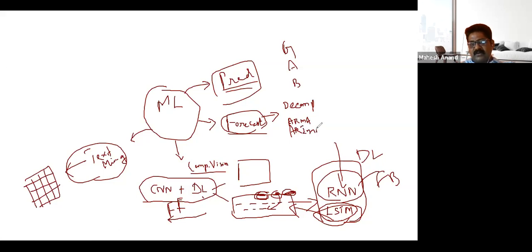These are the classical algorithms. Classical means 2-3 decades; these algorithms were there already. But today, deep learning models, like this RNN architecture, people have started using in forecasting applications also.